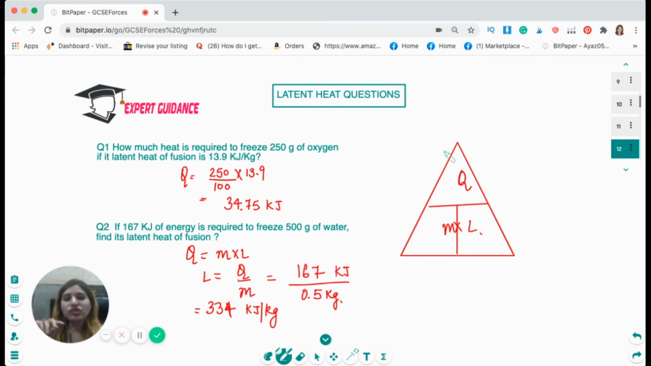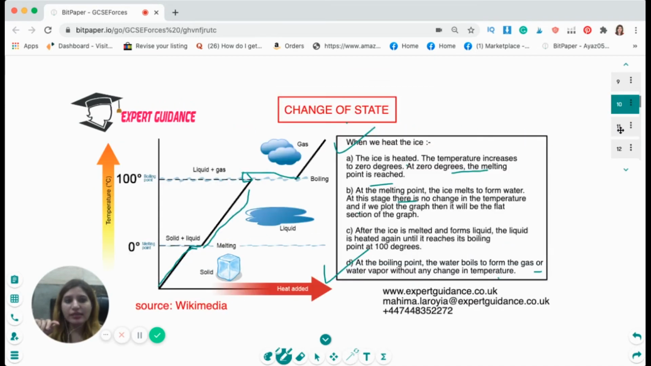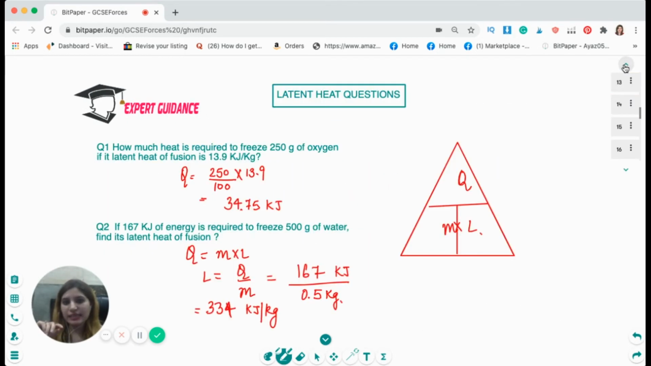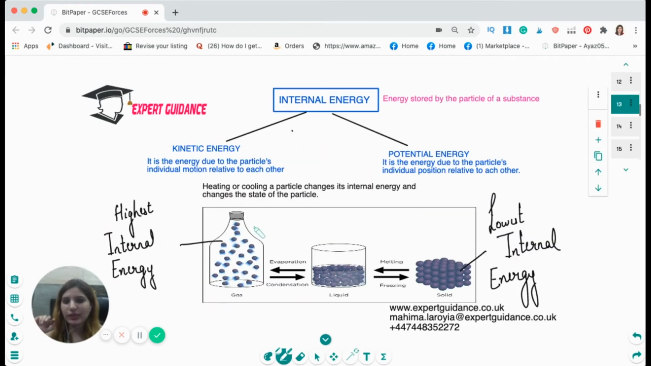Now there are questions on latent heat which are asked in the exam. So you should first know what latent heat is. So we'll come to that. First, let's see what internal energy is. Now, internal energy is defined as the energy stored by the particles of a substance. So for any substance, the energy that is stored in the particles of the substance is internal energy.